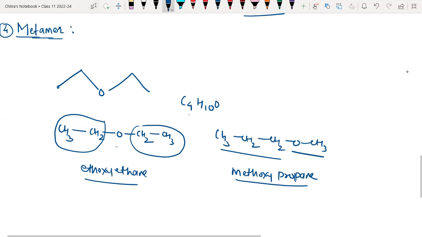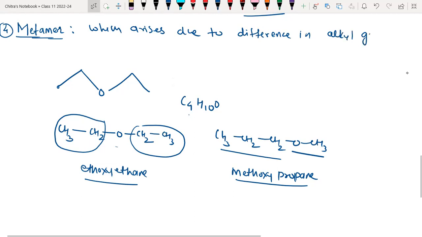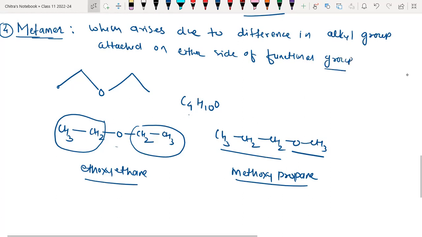So metamers are the isomers which arise due to difference in alkyl group or carbon chain, alkyl group attached on either side of the functional group, are called as metamers. Understood, everyone?